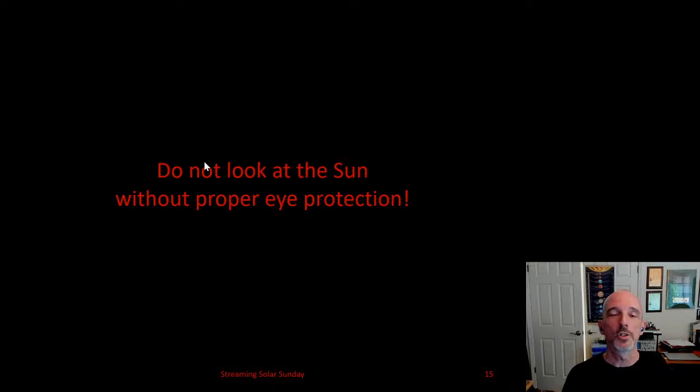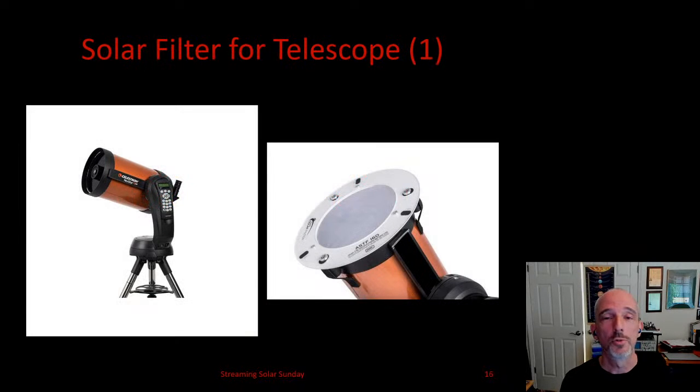Before we do that, though, I want to make sure that we're really clear that we do not want to look at the sun without proper eye protection, right? The sun can be actually quite dangerous if you stare at it directly. So when we use telescopes to look at the sun, we have to take some special measures.